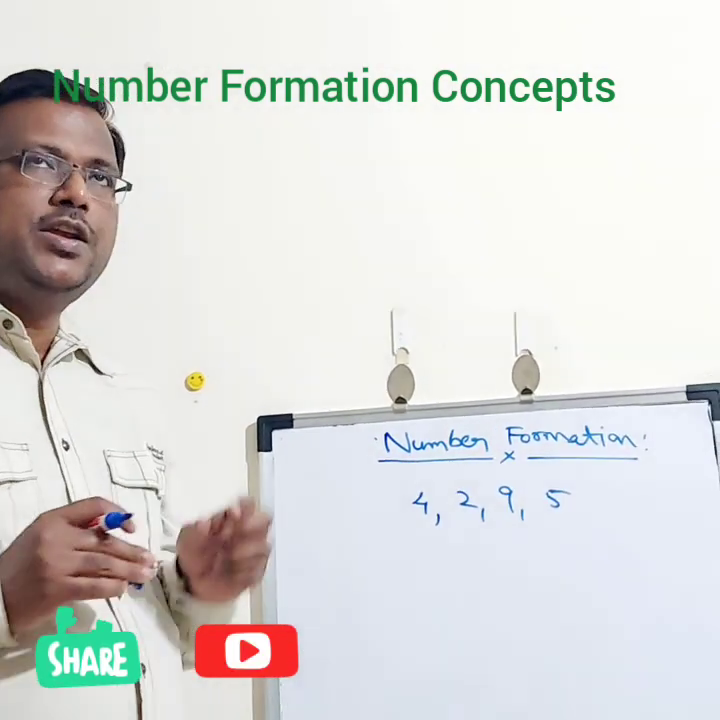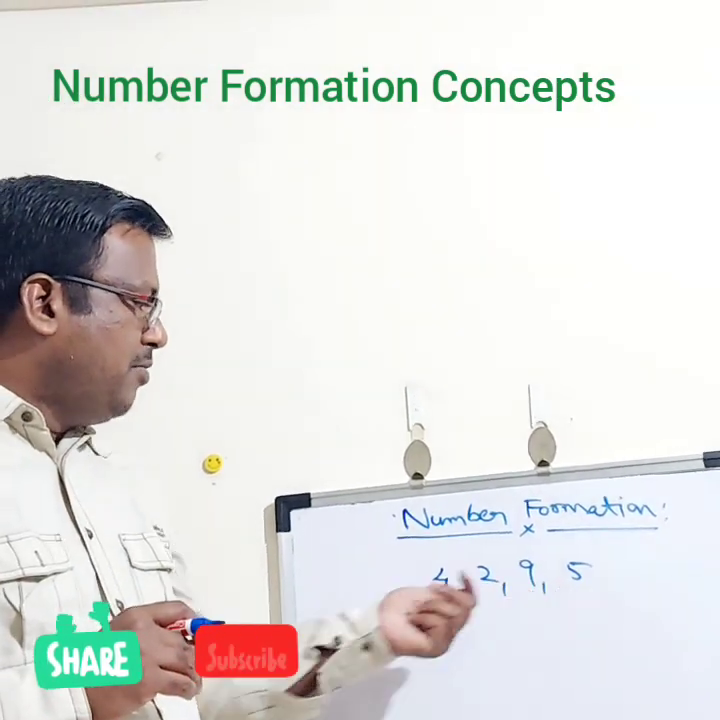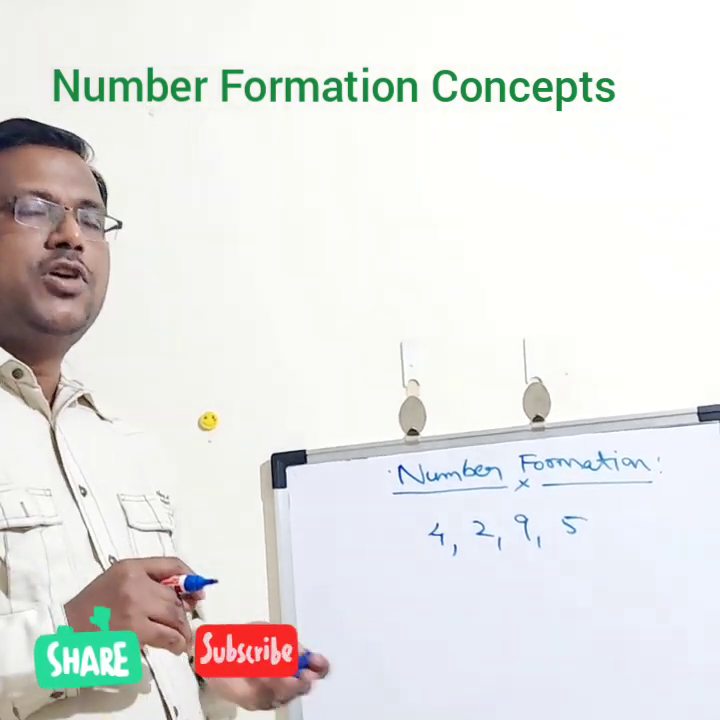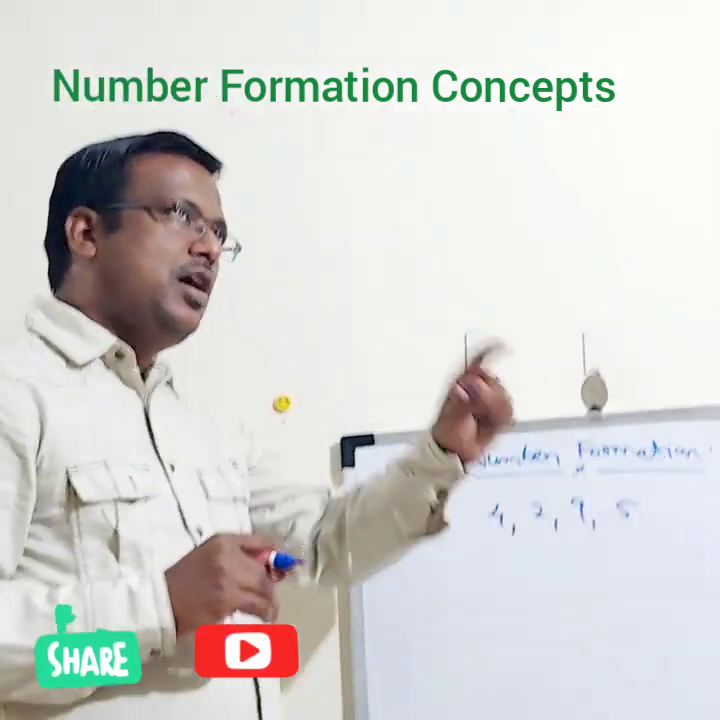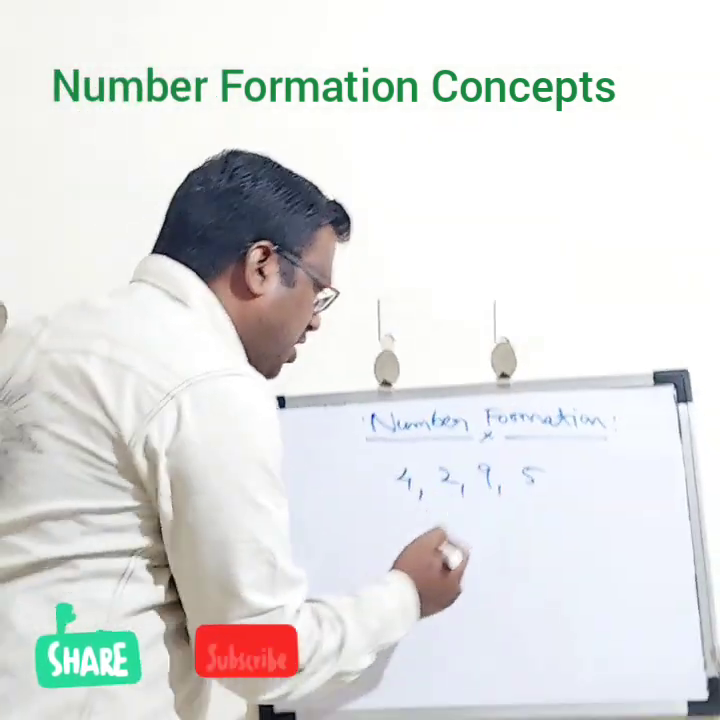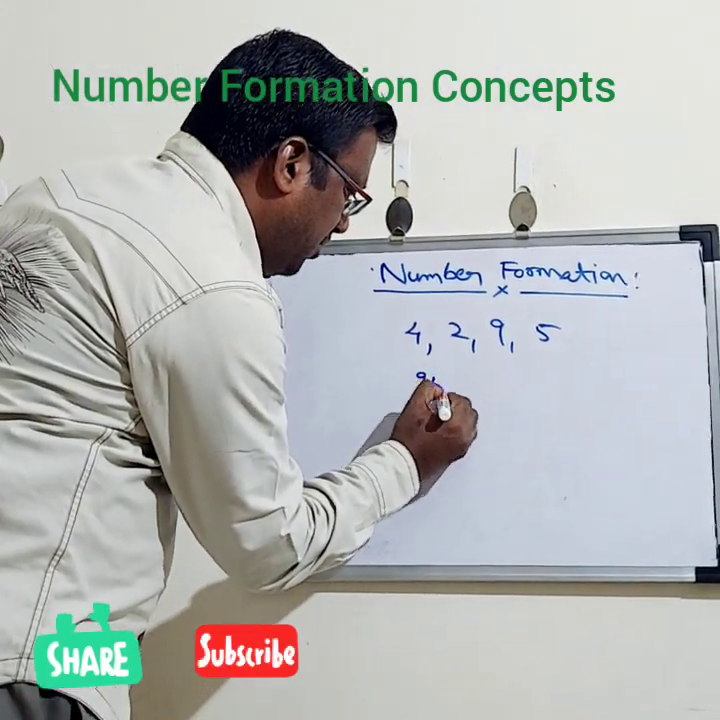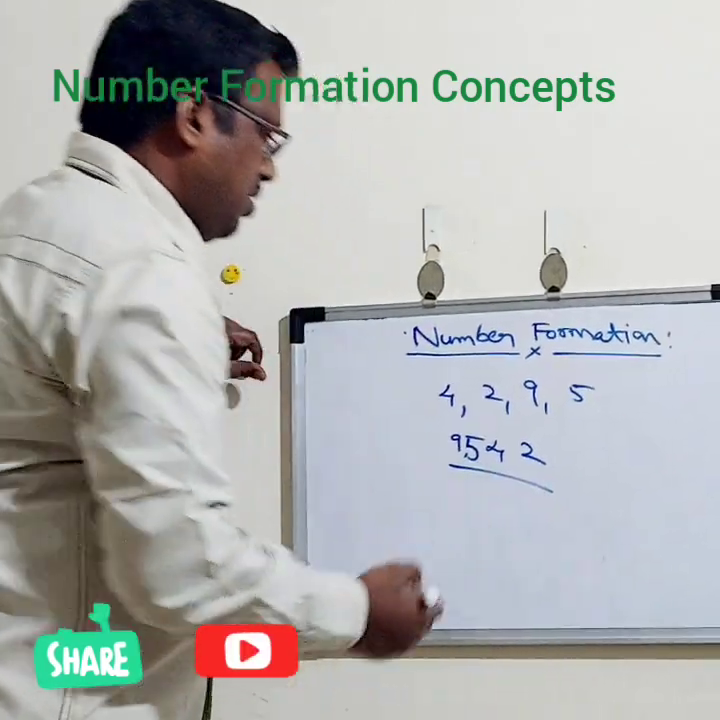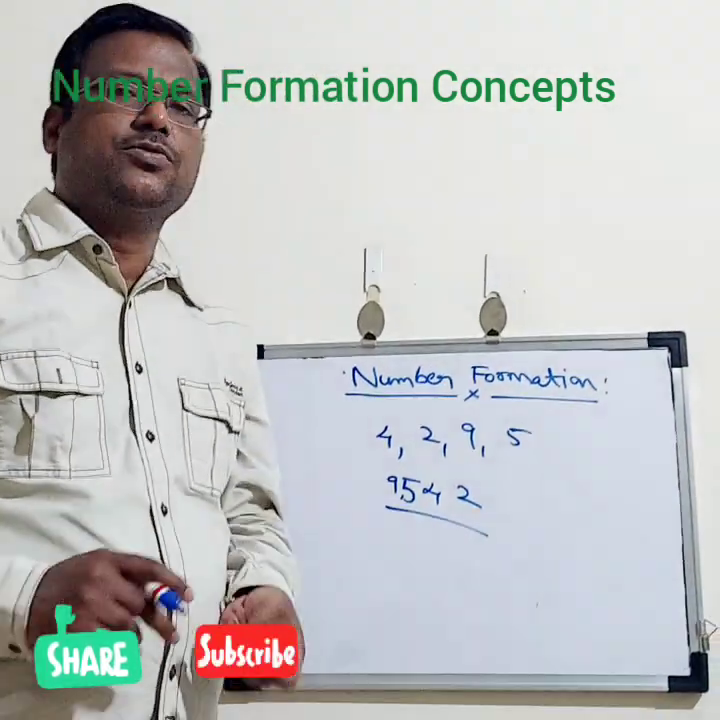To solve this problem in less than 30 seconds, the best method is: whatever the unique numbers he has, just arrange the numbers in descending order. Why descending? Because we want the maximum number. So always follow the logic, arrange the numbers in descending way. What is the highest number? 9. Next highest number? 5. Next highest number? 4. Next highest number? 2. So the maximum number formed is 9542.